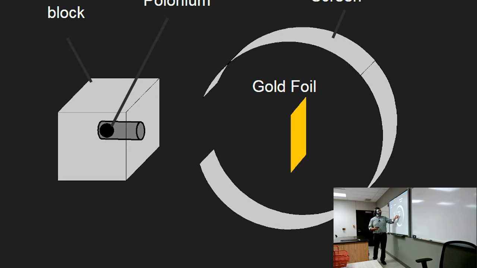And then as they were shot out towards the gold foil, they would again hit the gold foil, and he would measure where the alpha particles were hitting with a fluorescent screen or a photographic film, basically, that surrounded the gold foil, and he could make his measurements based on that.